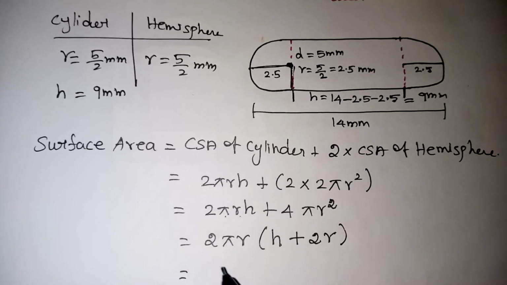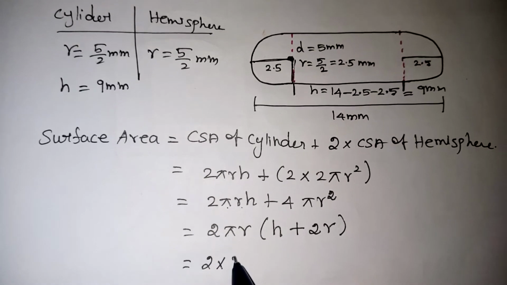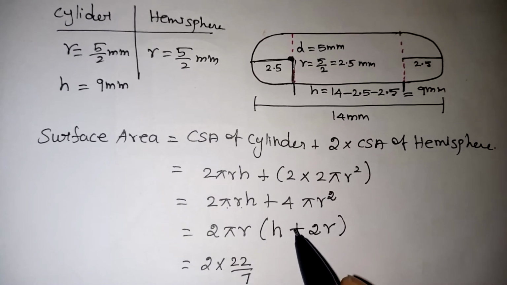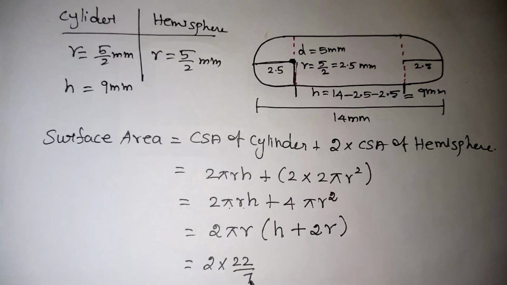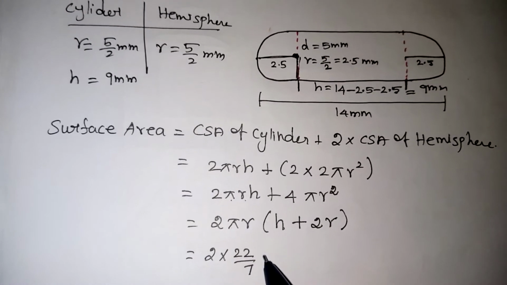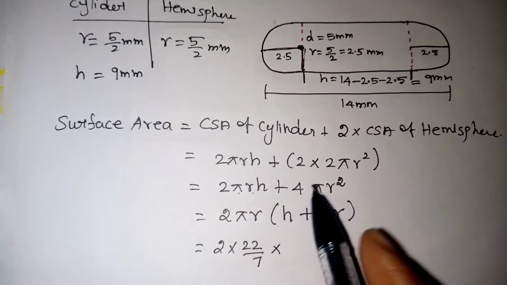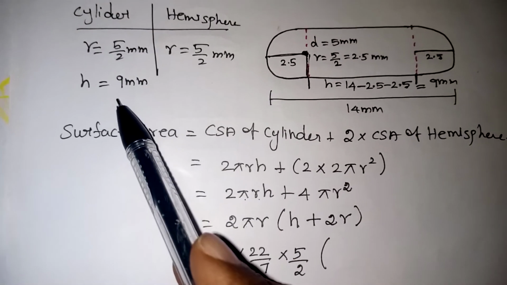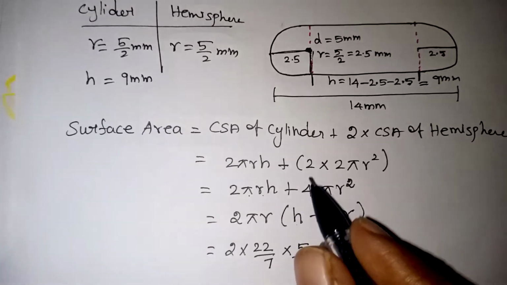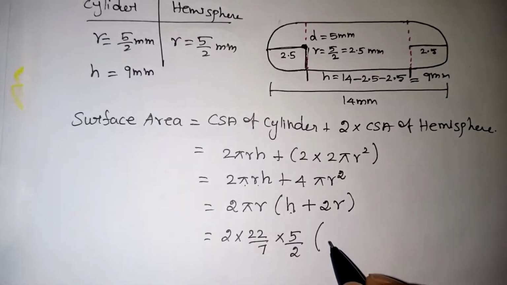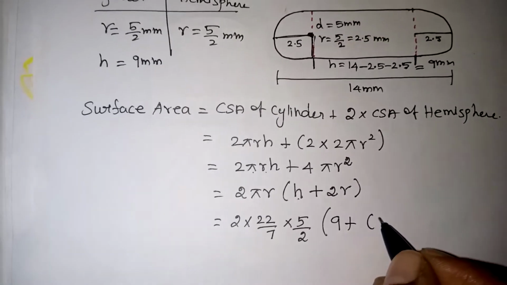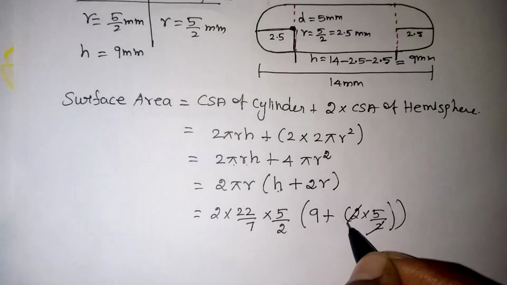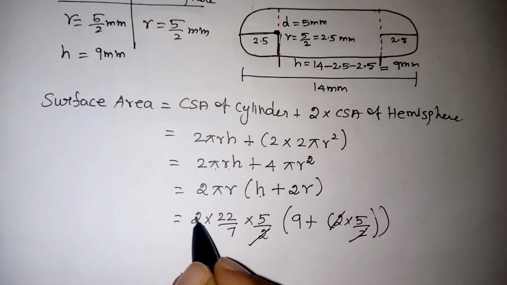Now let us apply the values. So 2 into pi value 22 by 7. If they have given pi value as 3.14, we should take that. If they have not given it, we have to take 22 by 7 as it is. And the r value for both cases is 5 by 2 only. The h value we have found is 9 millimeter, coming from the cylinder only. So 9 plus 2 into r, so 2 into 5 by 2. This 2 and this 2 will get cancelled.